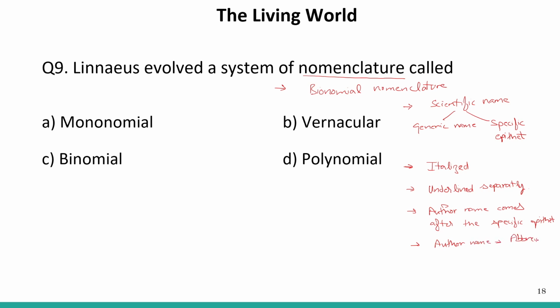Abbreviation should be used. Okay, so now the options are mononomial. What does mononomial mean? When a scientific name has only one word. Scientific name with one word.